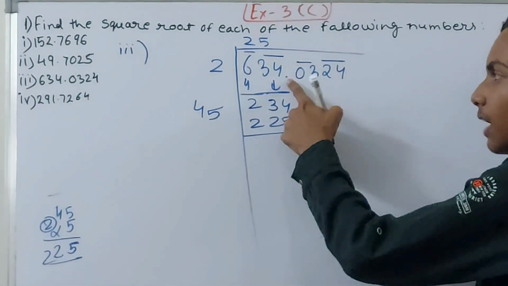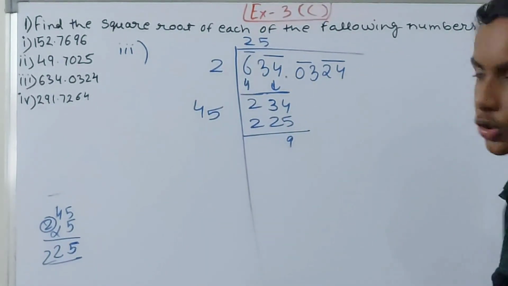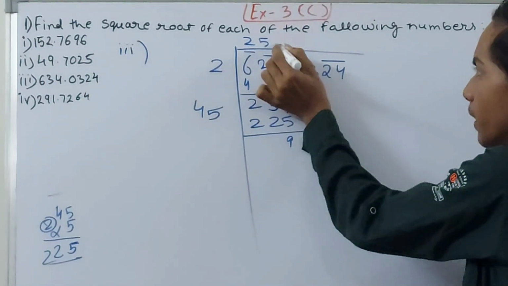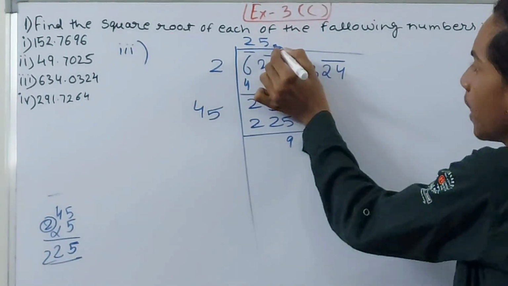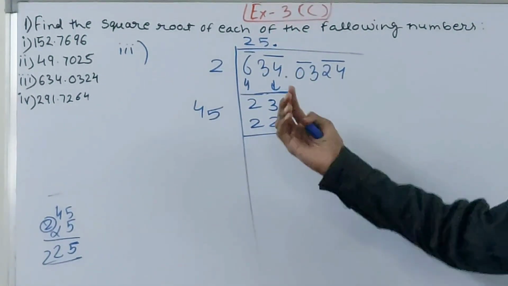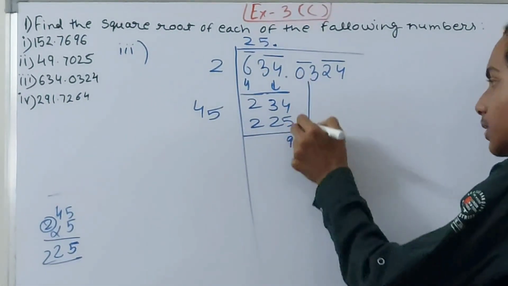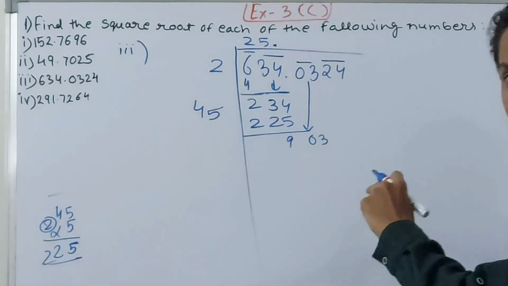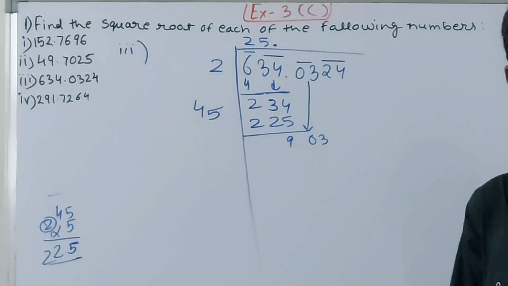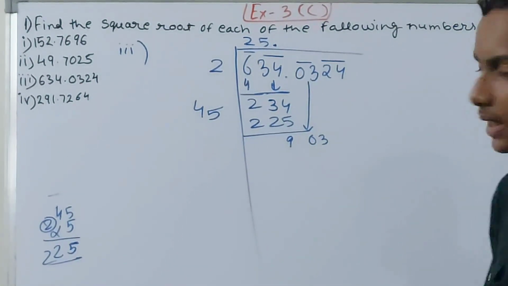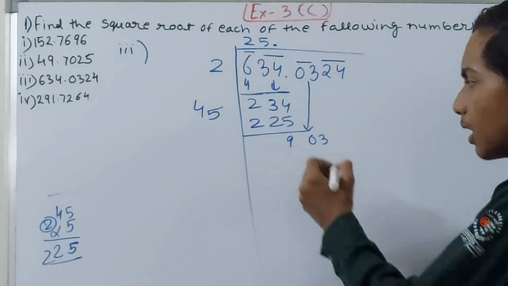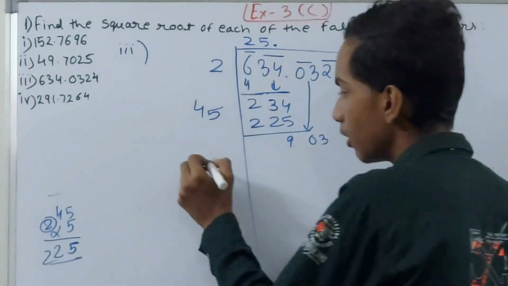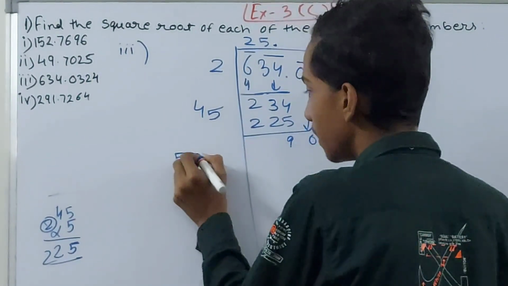And now we have come to the decimal point. So put the decimal point in the square root also, right? 25 point. Okay, now let's bring down the next pair, that is 03. Don't forget to write this 0, because if you remove the 0, then it will become wrong. Don't think that this 0 has no value. Okay, now 903 and double of 25 is 50.